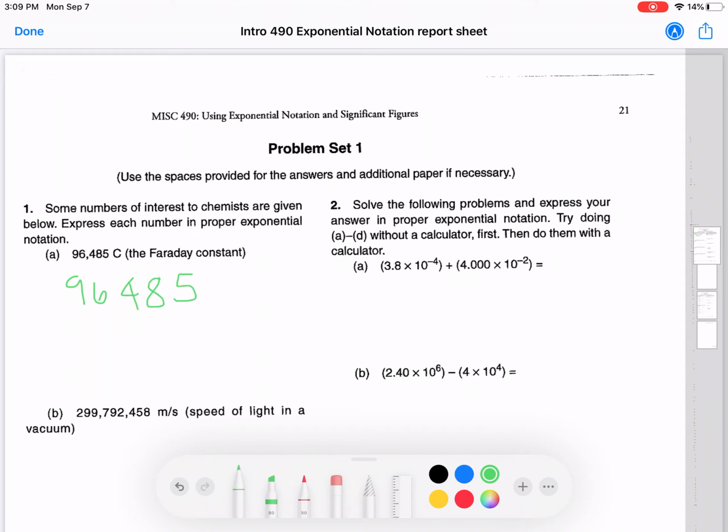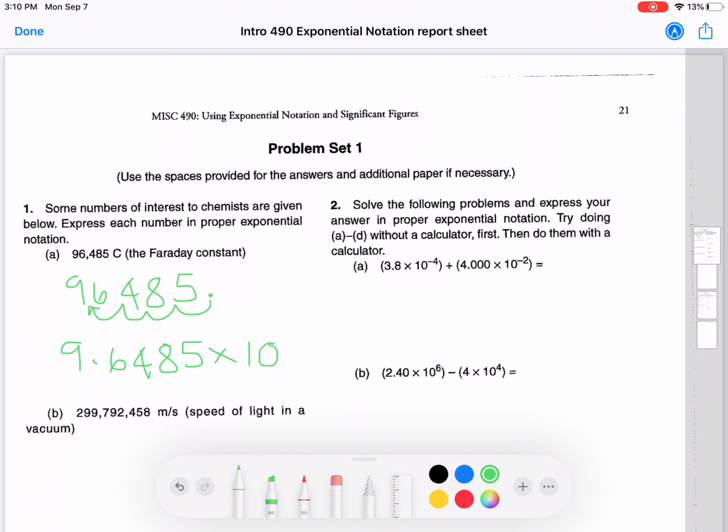96,485. This one does not have any decimal places given. If you don't have one, you consider there is one at the end, and then you move the decimal place until you reach a number that is at least one whole number before the decimal place. So if you go like that, 1 2 3 4, you move the decimal 4 times, so that will make it 9.6485. So it was a big number, 96,485. Now you made it a smaller number, 9.6.